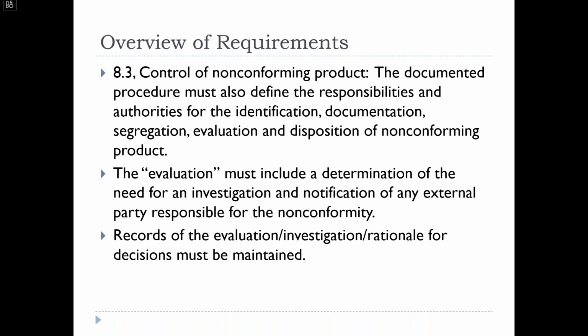8.3 relates to control of non-conforming products. Again, a requirement for a documented procedure that defines the responsibilities and authorities for identifying, documenting, segregating, evaluating, and making the disposition of non-conforming product. The evaluation piece needs to include a determination of the need for an investigation and notification to any external party responsible for the nonconformity. And records of the evaluation and investigation must be maintained.